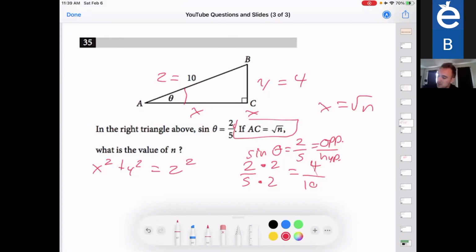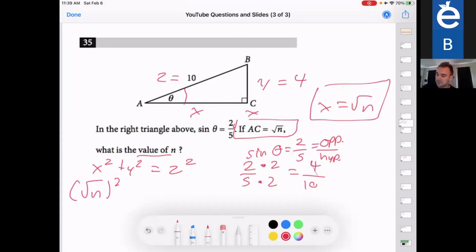So this is where this will come into play, right? I'm not talking about x here. I'm talking about x squared. So if x is the square root of n, the square root of n squared will give me n, which is great because that's ultimately what I'm looking for, the value of n.